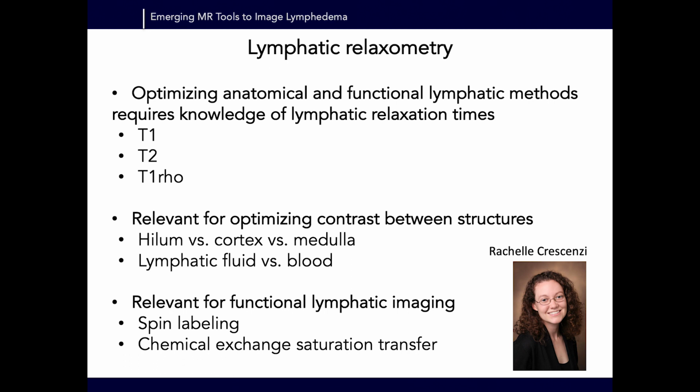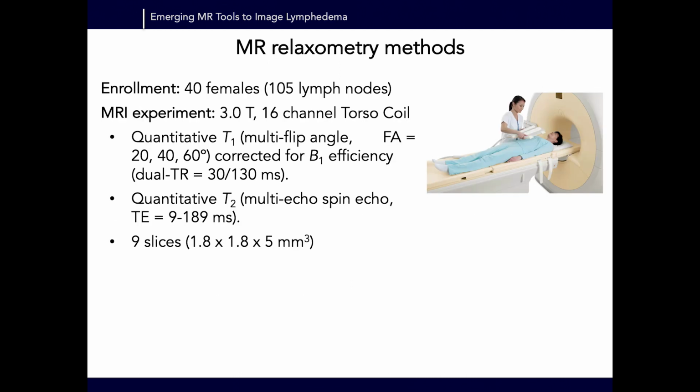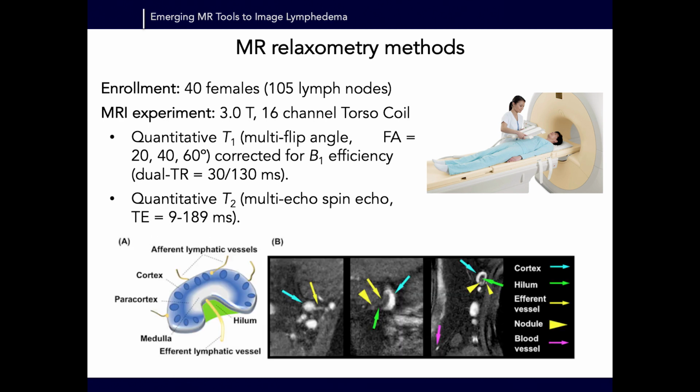So the first thing that we did is we scanned a bunch of people and measured these fundamental MRI parameters in the hilum, the cortex, the medulla, and also in lymphatic fluid and blood. Again, that's relevant for developing optimal protocols, and also for developing new methods that are functional. The way we do this is similar to before. We use a torso coil, and these are the scan parameters we use to quantify the T1, which is one of the relevant relaxation times, and then the T2 as well. We do this in the axillary lymph nodes to begin with.